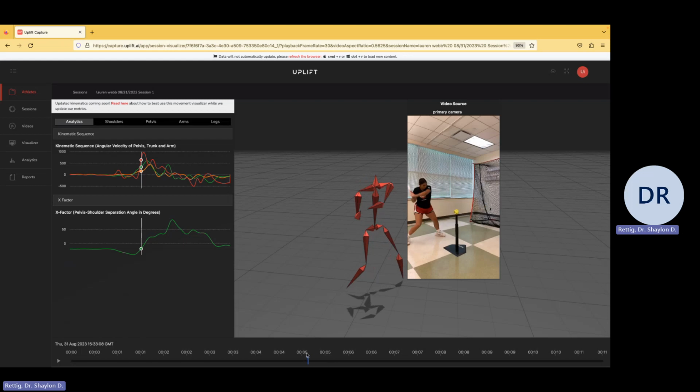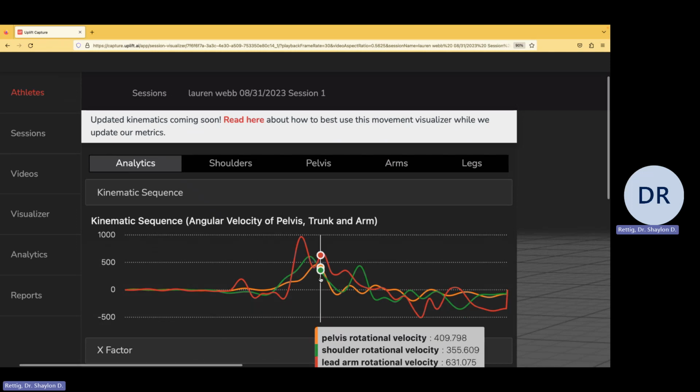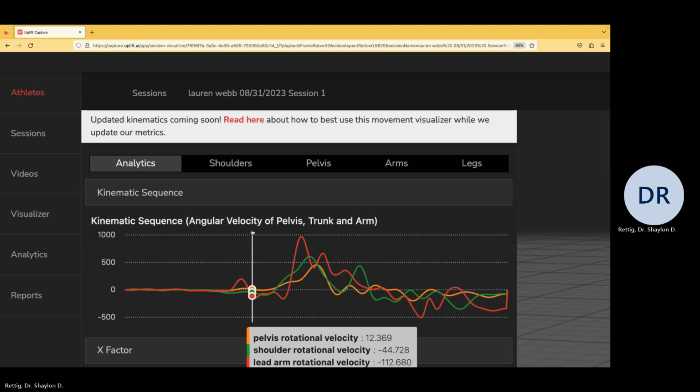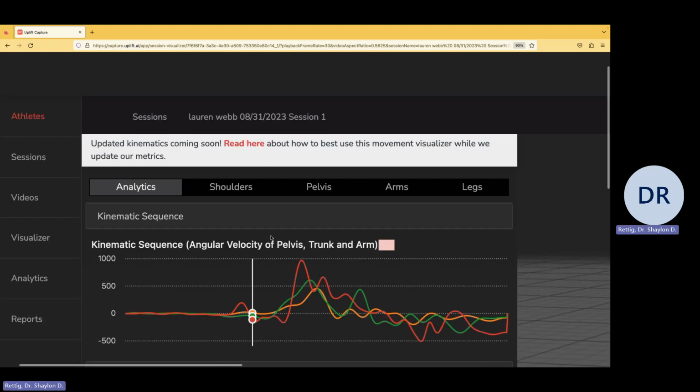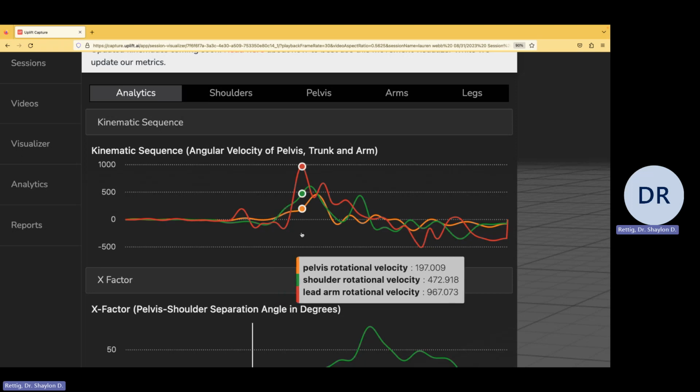All right. And then up top, what we're looking at is your sequencing. All right. And so when we look at your sequencing, all right, looks like that's just going to have to do. Red is your lead arm, green is your shoulder, and orange is your pelvis. So when they peak here, so you see this red one peaking, that's what I'm looking at. But what we're looking at not only is how high do they peak, but also when do they peak. And so the important thing here is we want the orange to actually peak first, but as you can see, that peaks last.